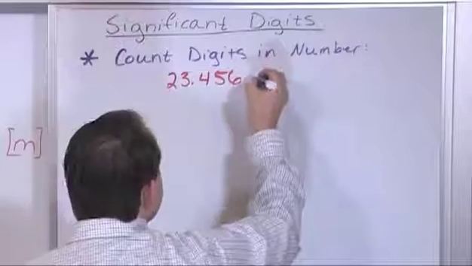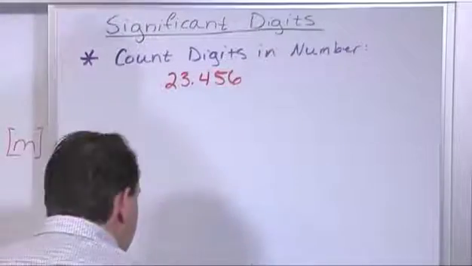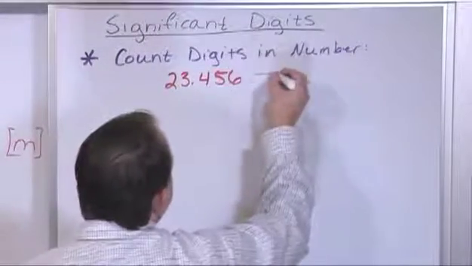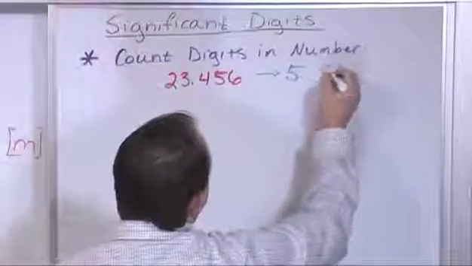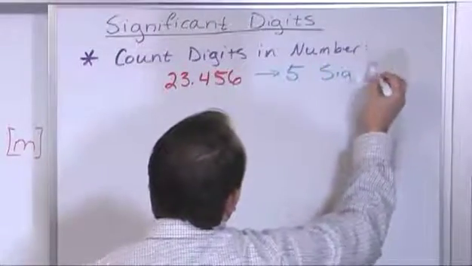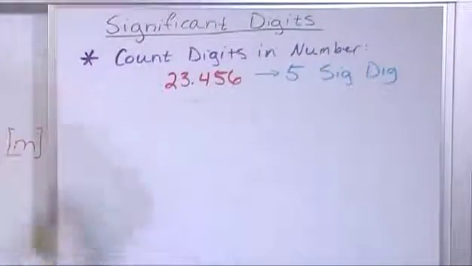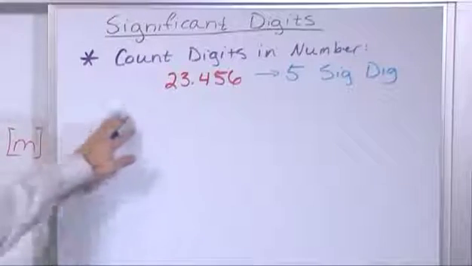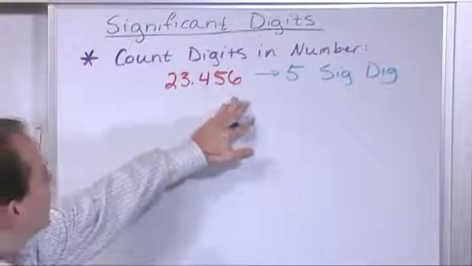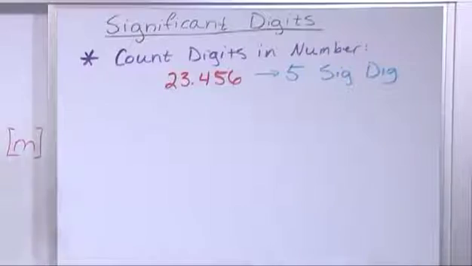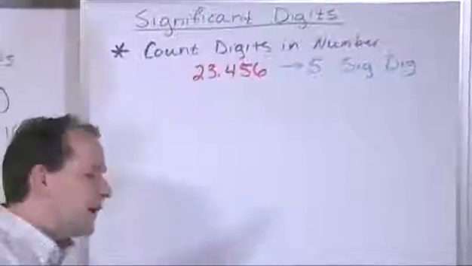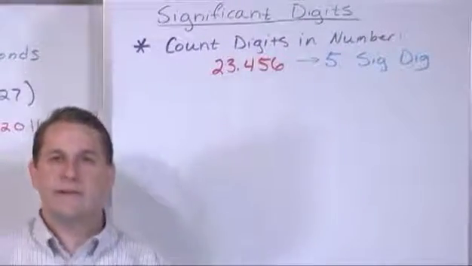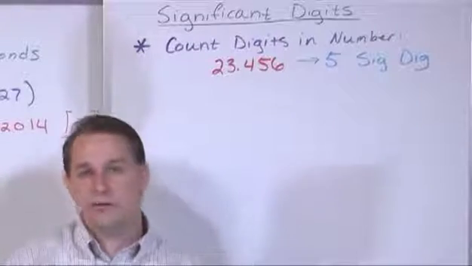Let me go ahead and put it like this, just to make it absolutely clear. This is 5 significant digits. 1, 2, 3, 4, 5. So congratulations, you've already successfully counted significant digits in a real number. So it's not that difficult. What you're really going to be doing most of the time when you're doing the significant digit stuff is just counting the digits in your numbers.